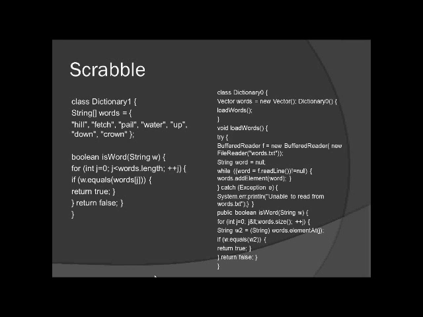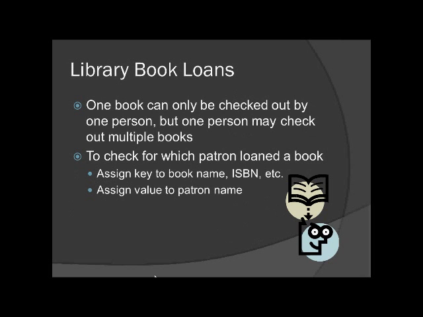The dictionary data structure can also be used in programs that require fast lookup time. For example, programs that keep track of library book loans can use a dictionary. Because in the case of a library book loan, one book can only be checked out by one person, but a single person may check out multiple books. Assigning keys to book names, ISBN, or any unique characteristic of a book, and a value to the patrons using a dictionary will allow for a lookup operation of a book to return the person who has loaned the book.